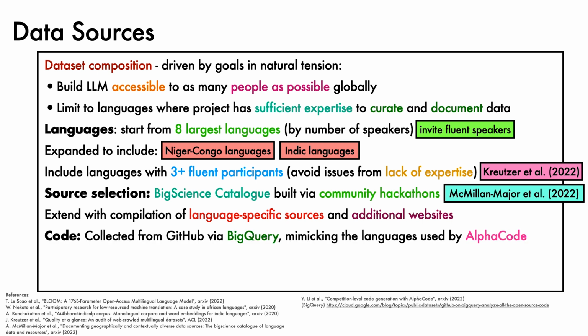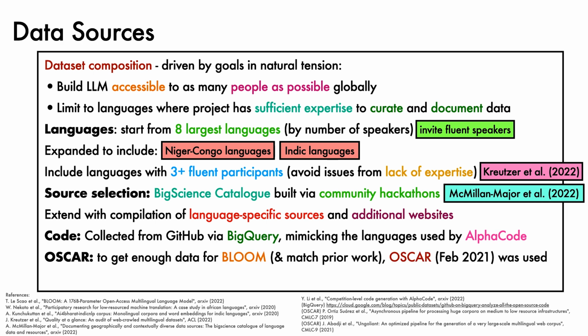Code was collected from GitHub via BigQuery, mimicking the languages used by AlphaCode. Finally, to get enough data to train Bloom and to avoid straying too much from prior work, OSCAR was used as a dataset source, specifically the February 2021 snapshot of Common Crawl. This ultimately formed 38% of the ROOTS corpus.